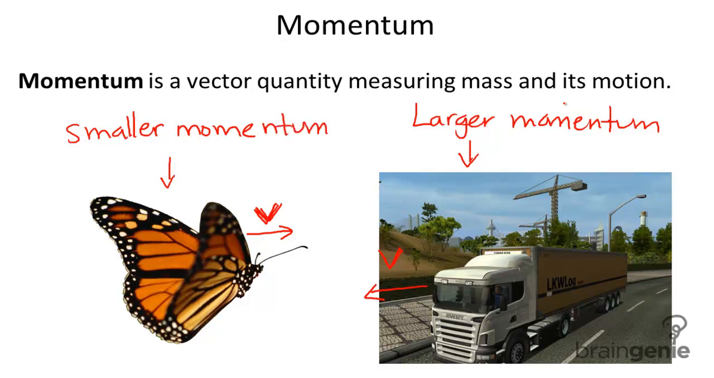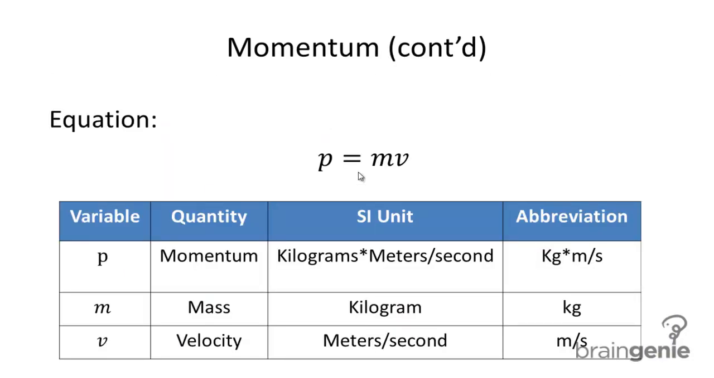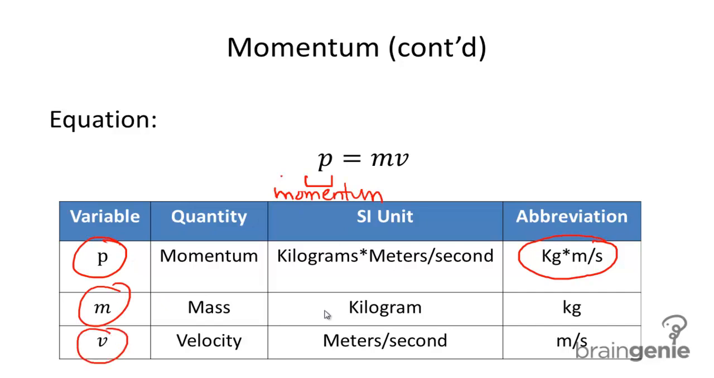And if we look at the actual formula for momentum, or the actual definition, we see that momentum, represented by the letter P, is equal to mass times velocity. The units for P, momentum, are kilograms times meters per second. The other two units are mass and velocity, which we already know the units for, kilograms and meters per second.